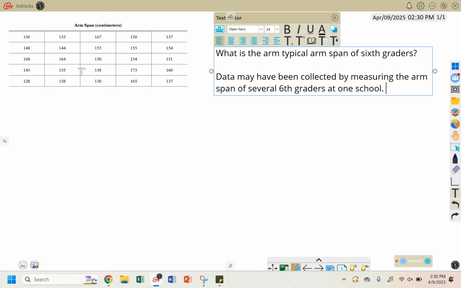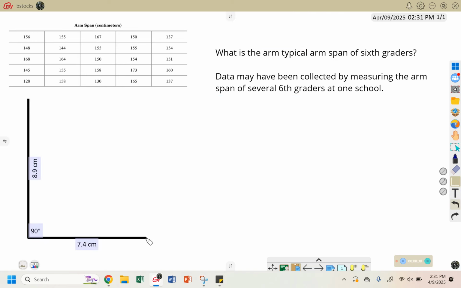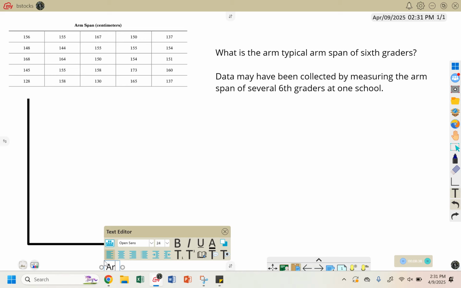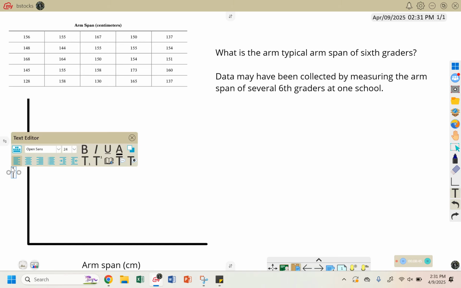And here I see that the lowest is 130, but the highest I see is 173. I don't want to use a dot plot for this because that's a lot of numbers to include, so I'm going to use a histogram to display this data. And I do need to include a label for the axes. This is going to be the arm span in centimeters. And then this side will have the frequency.